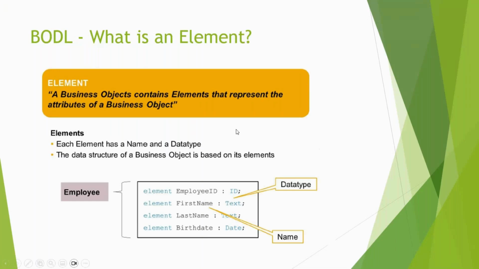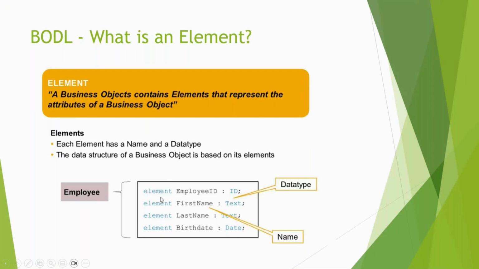Okay, so what is an element? A business object contains elements that represent the attributes of the business object. It's nothing but the fields which we use in a business object. Let's say you're considering an employee, the fields are employee ID, first name, last name. These we are calling elements in the C4C. Each element has a name and a data type.